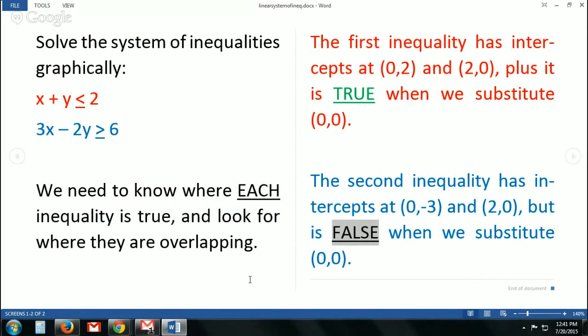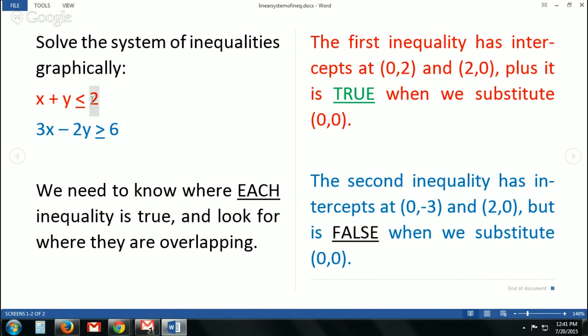Let's look at solving a system of inequalities graphically. Here we've been given two different inequalities, x + y ≤ 2, and 3x − 2y ≥ 6. We need to know where each inequality individually will be true, and then we want to look at where the two things are overlapping. That will be the solution for our system of inequalities where both things are true.